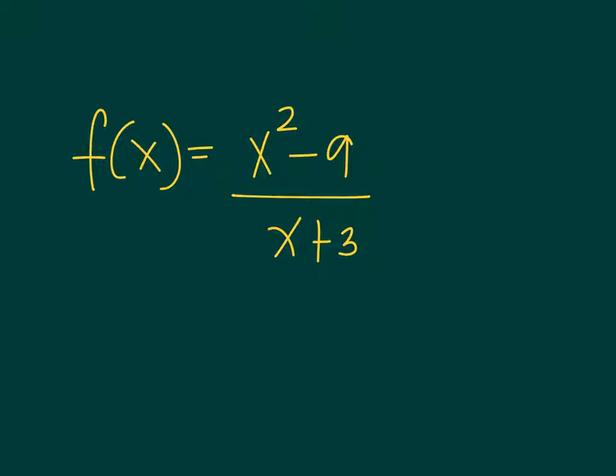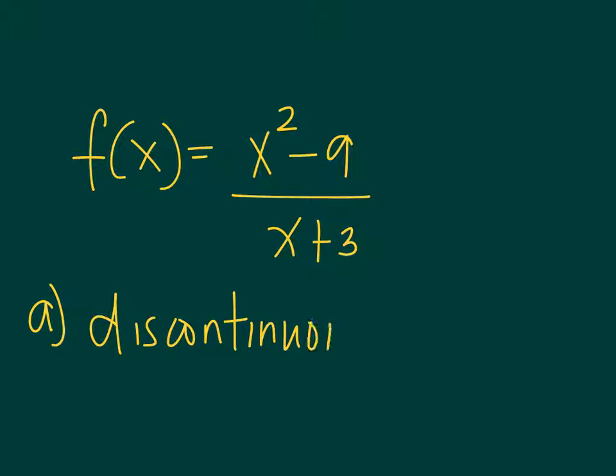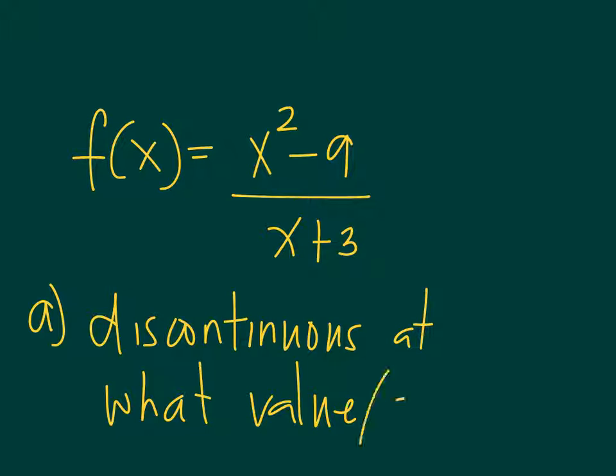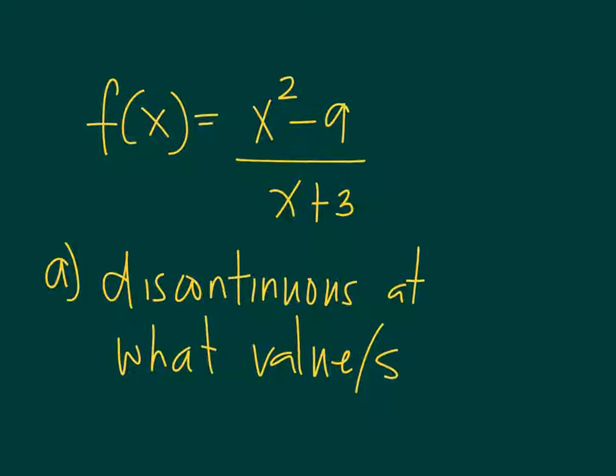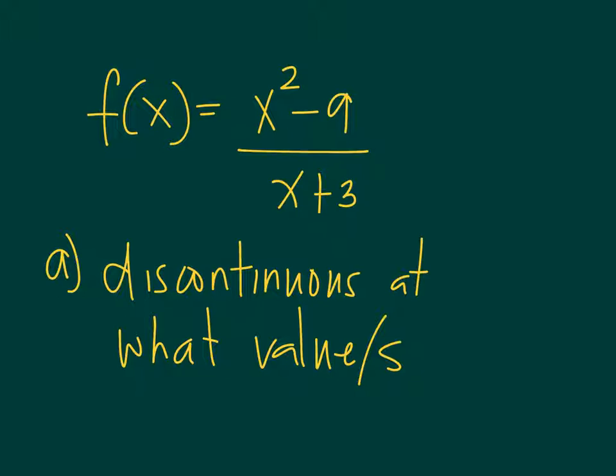Okay, the last one. For a given function (x squared minus 9) over (x plus 3), suppose we want to find first at what number will this function be discontinuous. So, discontinuous at what value or values. This time, the problem is not telling you where, but you have to identify it on your own. Possible point or possible value of discontinuity.